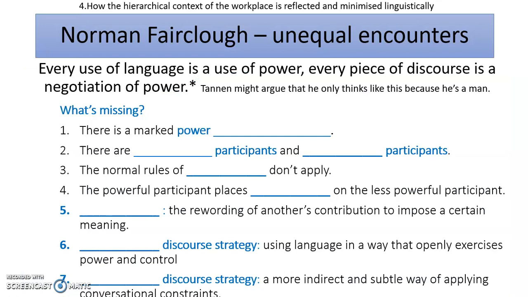Okay, more gap filling here. So still on your notes, number 4 heading still. Tell me about Fairclough and his unequal encounters. Remember, he said that every use of language is a use of power and every piece of discourse is a negotiation of power, but maybe he said that because he's a man. So jot down those 7 gaps in your revision notes, please.